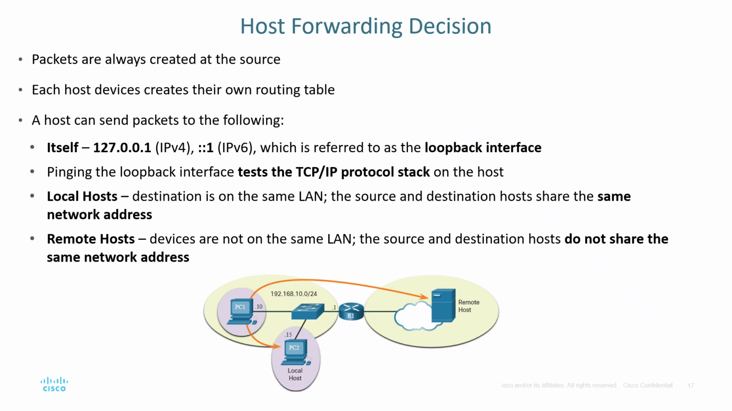Now, packets are always created at the source. We know this. Who is generating what? Each host device creates its own routing table. A host can send packets to the following. I can send a packet to 127.0.0.1 or ::1 in IPv6. This is referred to as the loopback interface. Pinging the loopback interface tests the TCP/IP protocol stack on the host itself.